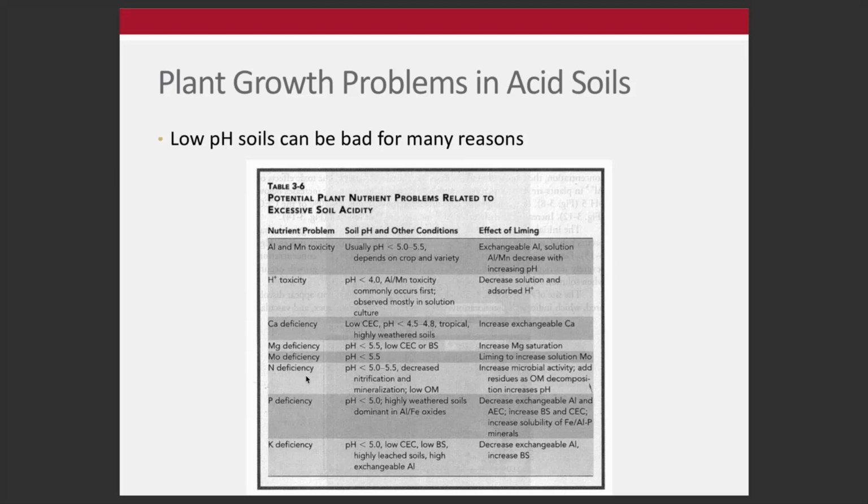But you can look at some of these other ones. Just skim through this table. Nitrogen deficiency, for example, occurs when pHs are less than 5, and this is because of decreased nitrification, mineralization, and low organic matter. Again, these are effects that we see on the microbial community that have ramifications for the overall availability of nitrogen, phosphorus, potassium, etc. So plant growth problems in acidic soils happen for a number of reasons. Generally we see the plant as having a really hard time, but mechanistically this table elucidates some of these mechanisms that occur for each individual nutrient.